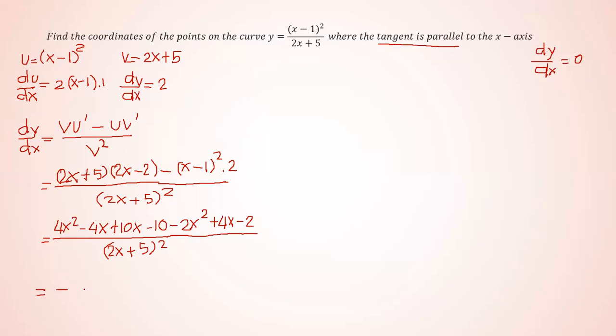Okay, we calculate: x squared minus 2x squared equals negative x squared, and negative 4x plus 4x equals 0. So plus 10x, and negative 10 minus 2 is negative 12. Okay, negative 12 over the denominator (x plus 5) squared, like this.